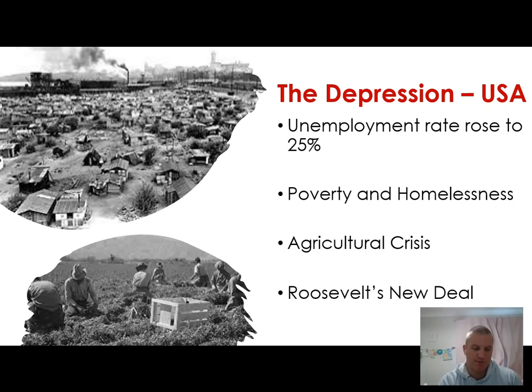Some impacts. It's obviously going to lead to great poverty and homelessness. The unemployment rate in the US increases significantly, up to around about 25%. Many families lost their homes, and they're forced to live in these makeshift shelters. They call them Hooverville villas. They're just shanty towns named after President Hoover.